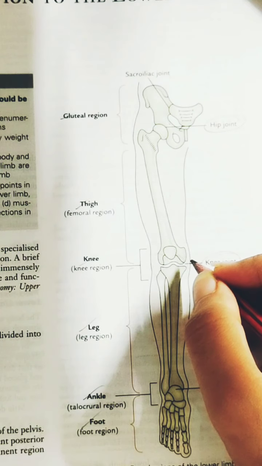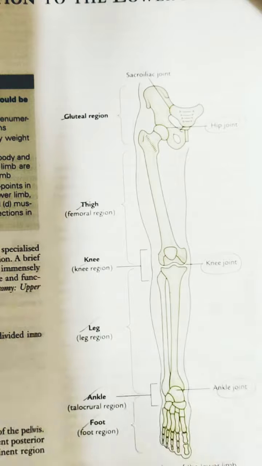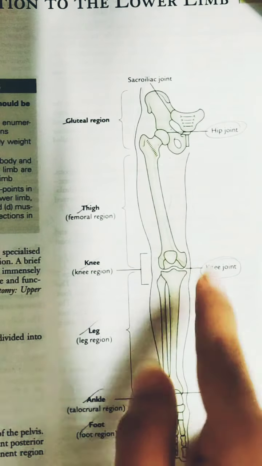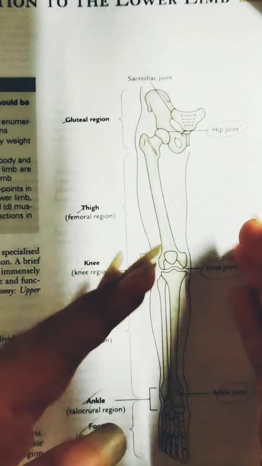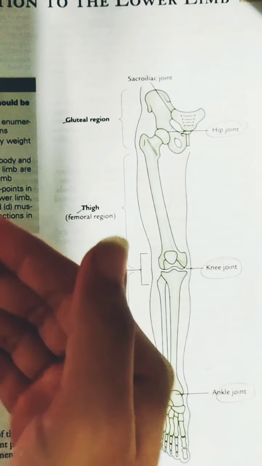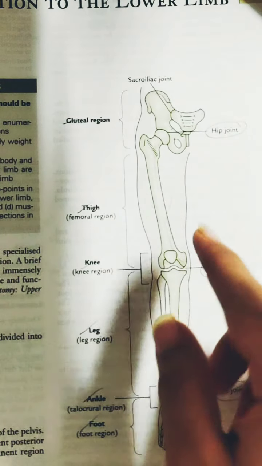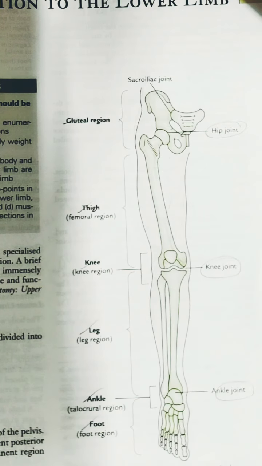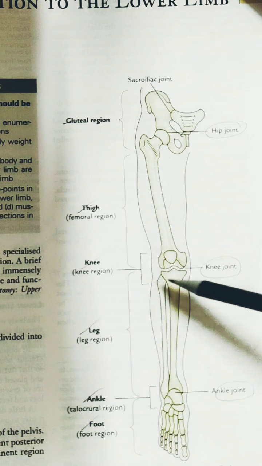Then you can also see the popliteal fossa in the posterior aspect. The way we have the cubital fossa in the elbow region in the anterior aspect of the upper limb, in the same way we have the popliteal fossa in this region. There is also the head of the tibia and fibula.